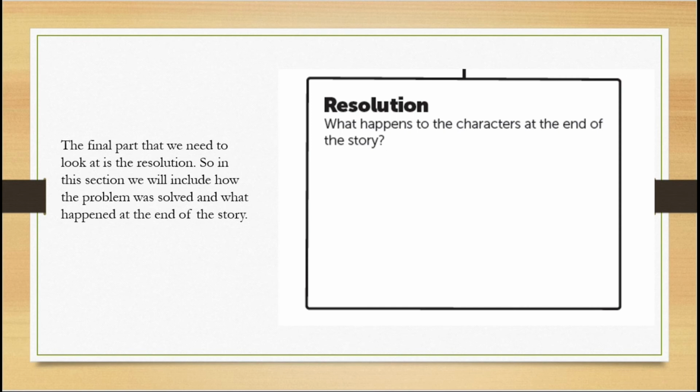So the last part for this activity is we're going to include how the problem was solved and what happened at the end of the story. So this is what's happened after those falling actions. So what has it all resulted in? What is that change? We talked about our character changing throughout our story. This is an area in our story where we should see that character change again.